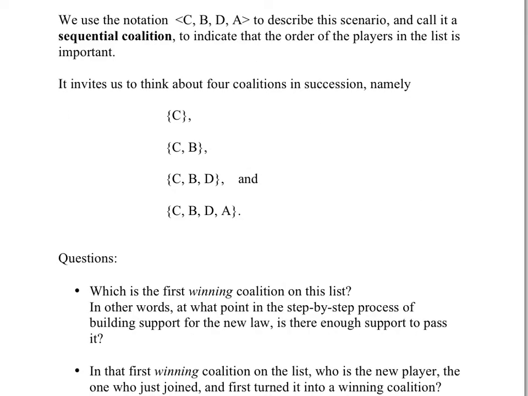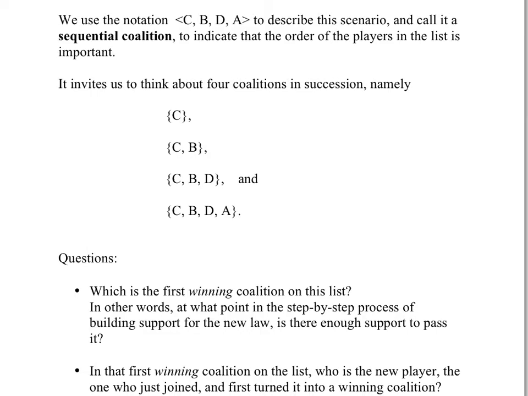We use new notation to describe the scenario where C starts out voting yes, then B joins in, then D joins in, then A, in exactly that order. We use these angle brackets here instead of the curly braces of winning coalitions. So this notation here is what we call a sequential coalition. Every sequential coalition is going to contain all the players written out in one specific order, and it will indicate the order in which the players gradually, one by one, say, yes, I will vote for this piece of legislation. I will vote to pass this motion.